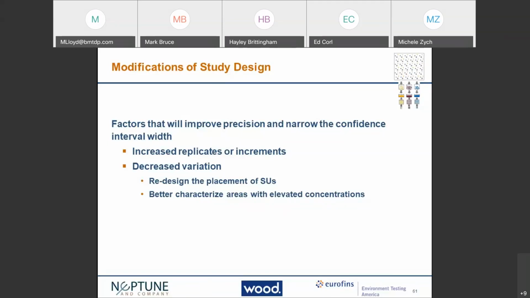And this might be an objective, particularly if your study area was very large. So for a large study area, low precision could be an indication that you actually have multiple distributions of concentrations within the area. And so breaking up the study area and redesigning the placement of your sampling units is going to better characterize areas with elevated concentrations and allow you to achieve better precision for each of those smaller areas.